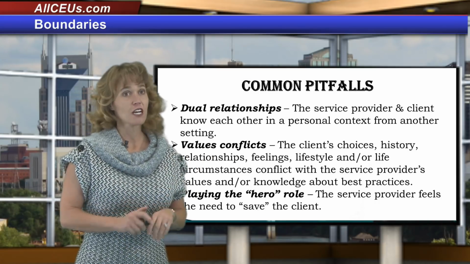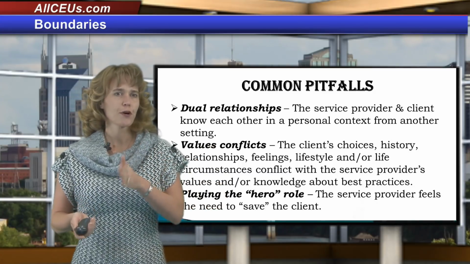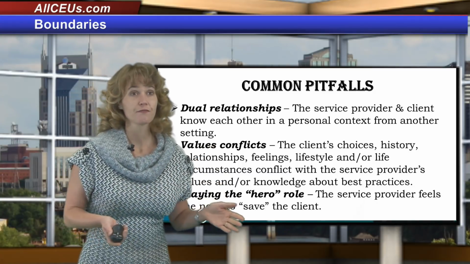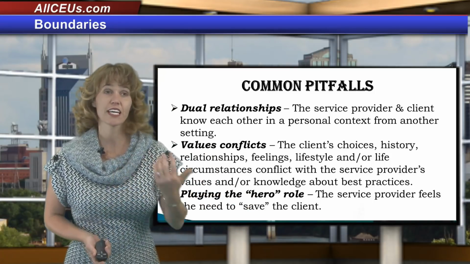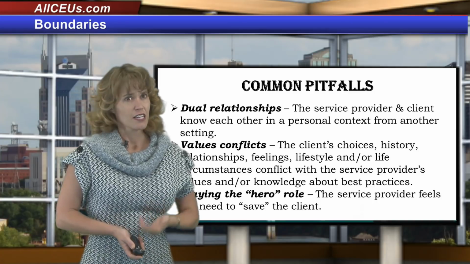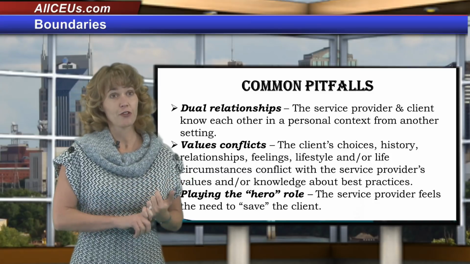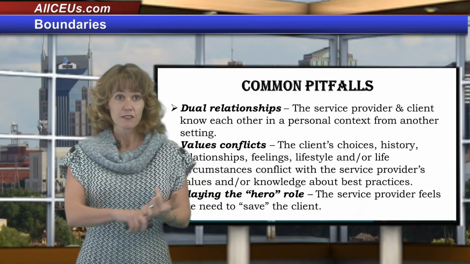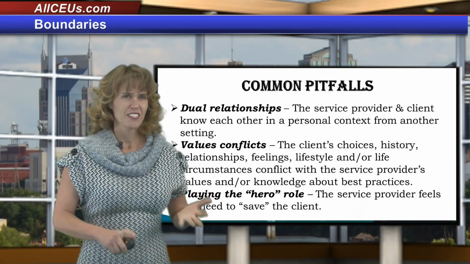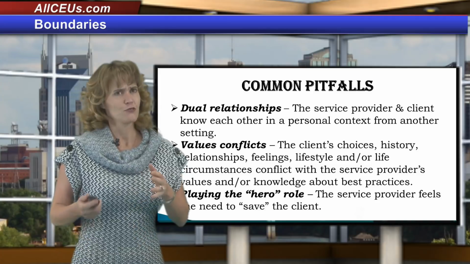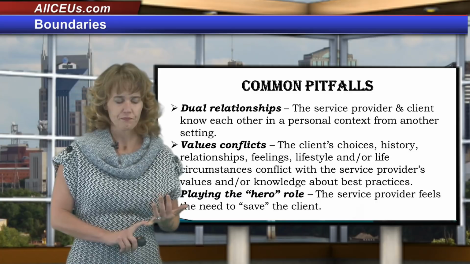So common pitfalls are dual relationships. When the service provider and client know each other in a personal context from another setting. So if you know somebody from 12-step meetings and they come into your office and they're seeking counseling, that's a dual relationship. You need to evaluate whether there are any other possibilities. Are there other providers? You want to avoid dual relationships at all costs. You really do. And if it's somebody, say, in your home group, then you definitely want to try to refer this person to a different provider.